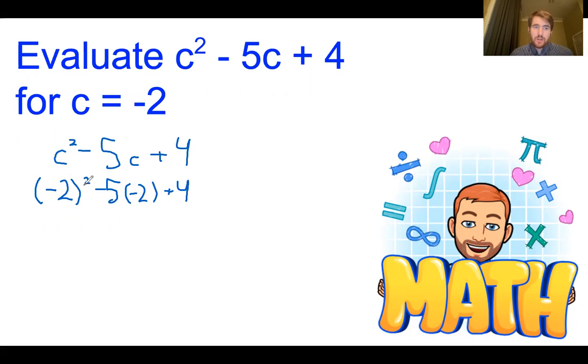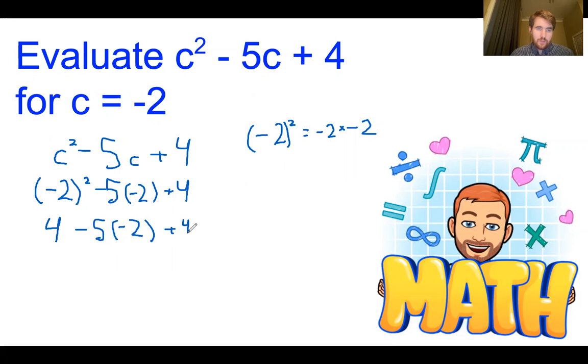So we'll start with exponents. -2 squared means -2 times -2. Make sure when you do this on your calculator, you include the parentheses around the -2. Otherwise, your calculator might get messed up. -2 squared becomes positive 4. Then we have minus 5 times -2 plus 4.